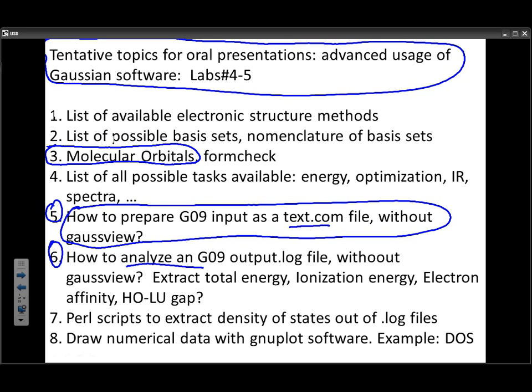And we will also get some helpful skill of so-called density of states and learn how to plot it using the Gaussian software.